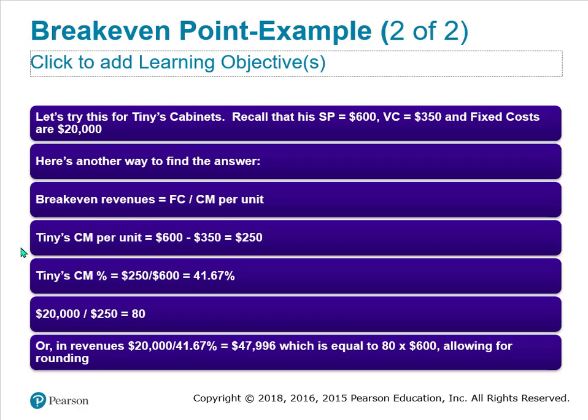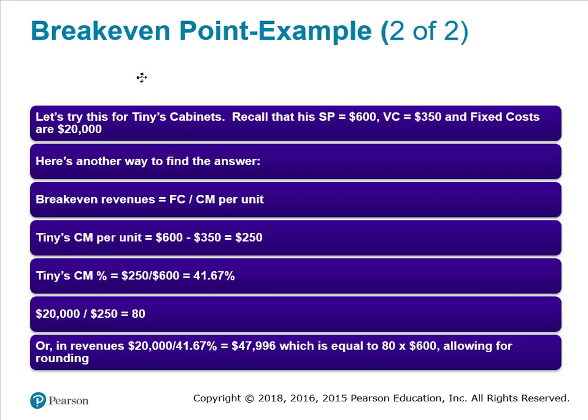Here's another page. Couldn't resist this. These are also break-even point examples. Oh, that's what we did. So there's your contribution margin per unit. This contribution margin ratio is 0.4167, which has some rounding problems here. Here are the 80 units that we just solved for, the 20,000 divided by 250.